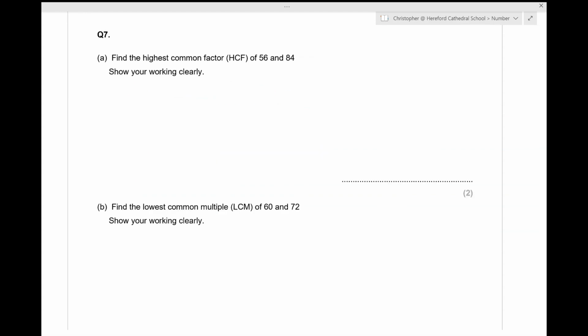Question 7. Find the highest common factor of 56 and 84. Well, using my calculator's fact button, 56 is 2 times 2 times 2 times 7, and 84 is 2 times 2 times 3 times 7.